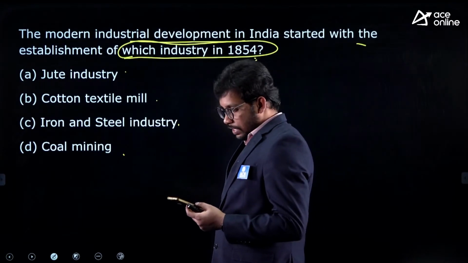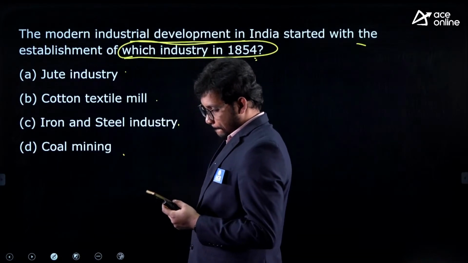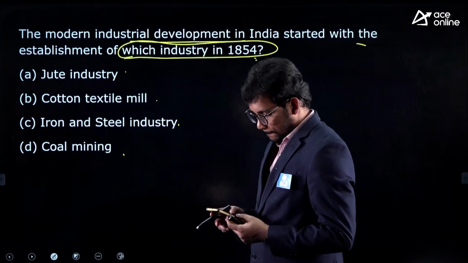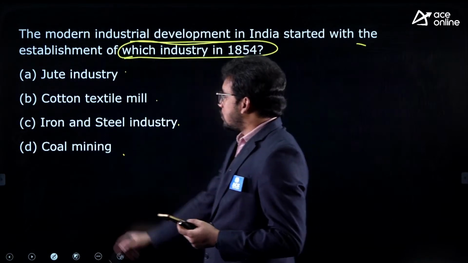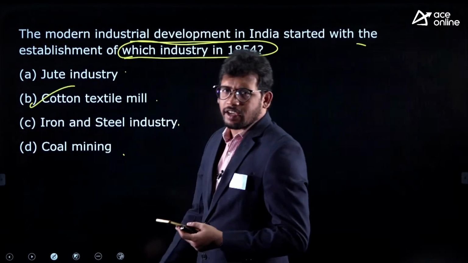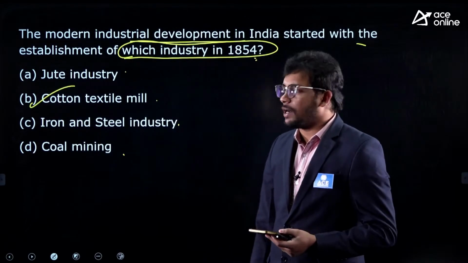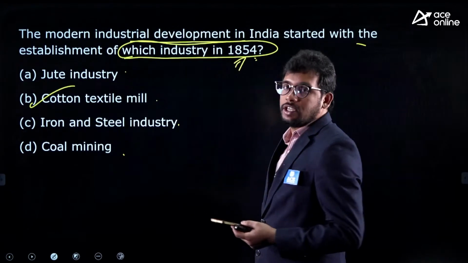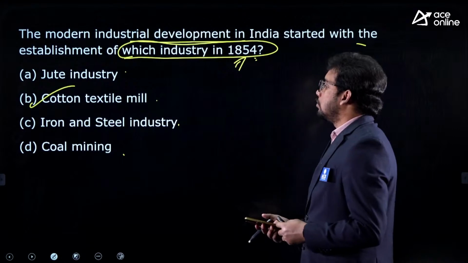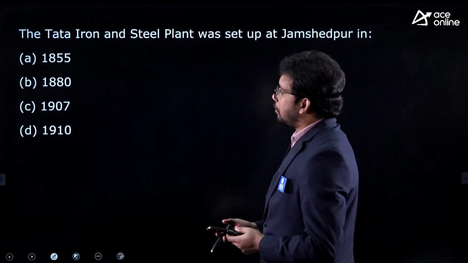So what is the answer? Yes, you are correct. This is directly taken from NCERT, the central government NCERT geography. The cotton textile mill was the first industry to be established in India. This was established in 1854.